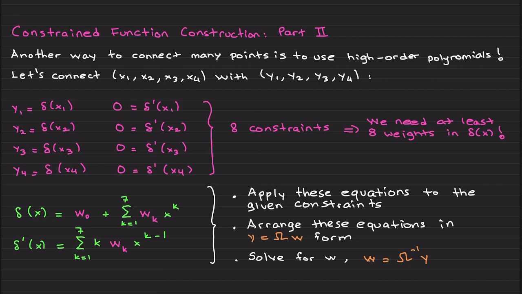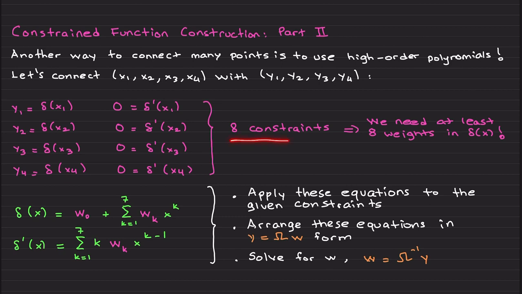The final example in the part 1 video was connecting four data points, x1 to x4, with each other. Now I would like to connect them using a higher order polynomial. In this case, since we have 4 points, we are going to have 8 constraints. First, at x1, delta needs to be y1. At x2, it needs to be y2, and so on and so forth. And I want to add some smoothness properties. The derivatives need to be 0 as well.